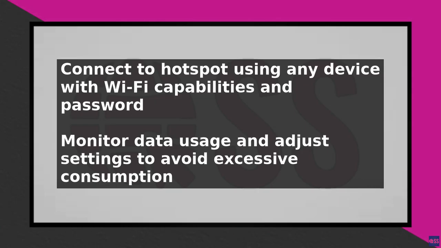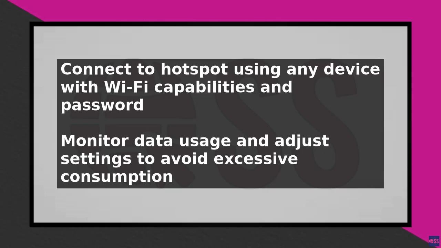After setting up your hotspot, you can connect to it using any device with Wi-Fi capabilities. Simply search for available Wi-Fi networks. Select your hotspot's network name and enter the password you created.